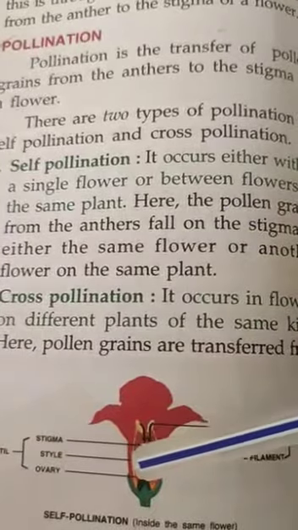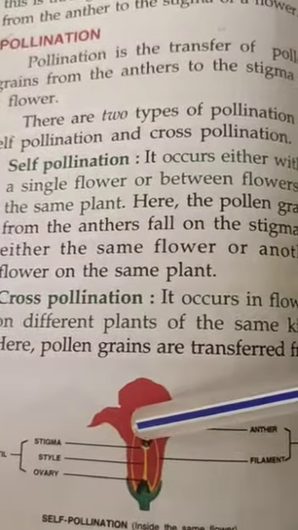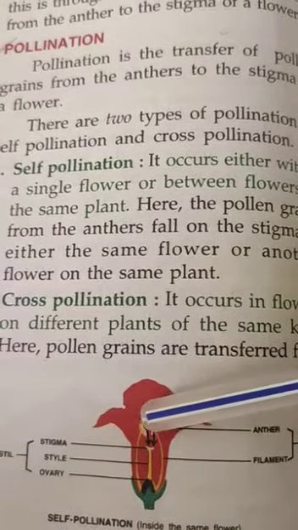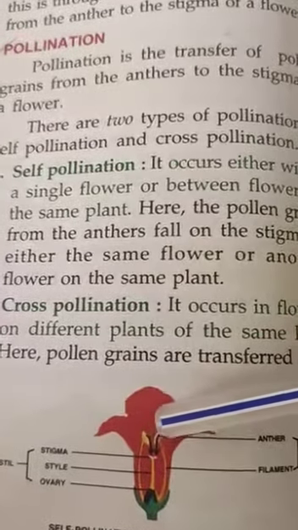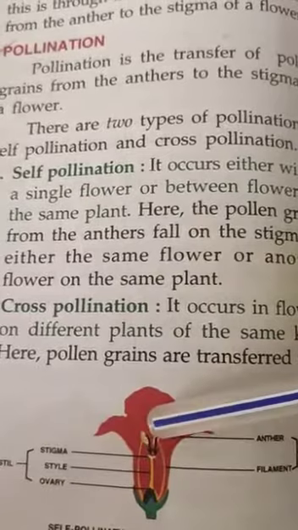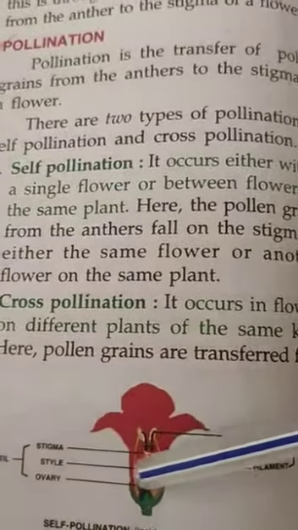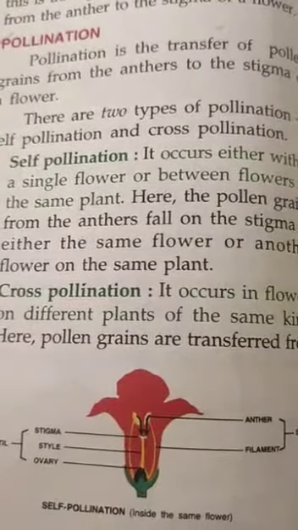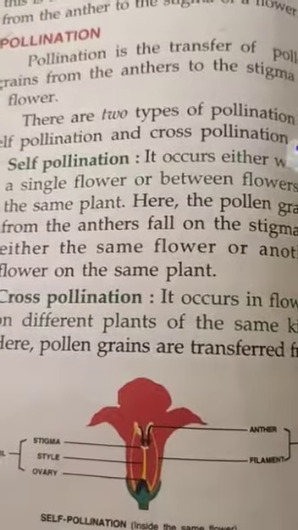The stigma is the female reproductive part and the anther is the male reproductive part. The transfer of the pollen grain produced in the anther of the male flower to the stigma of the flower is known as pollination. Pollination is of two types, self-pollination and cross-pollination.